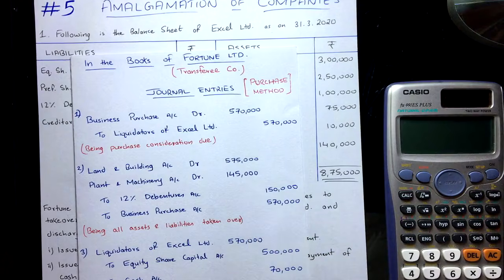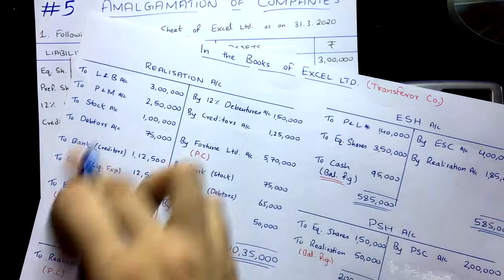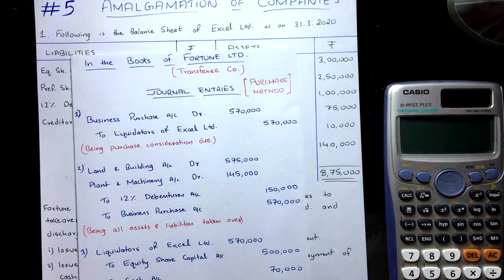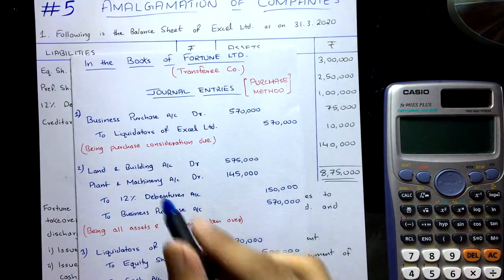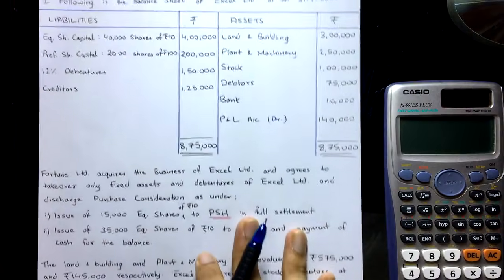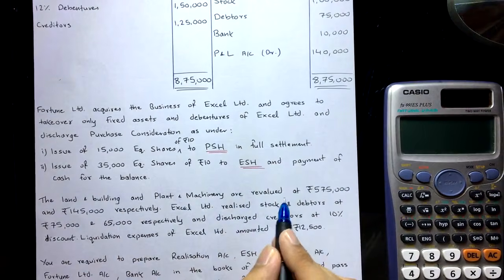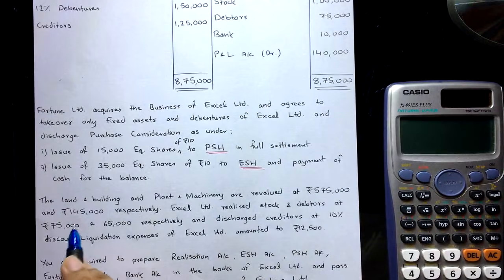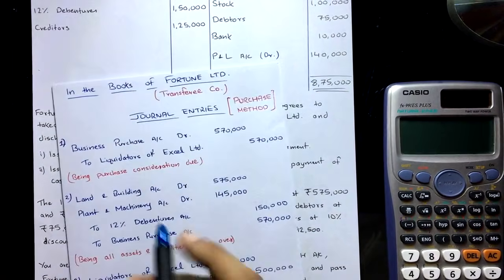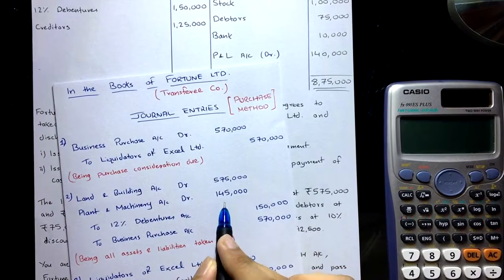In the realization account, that is entirely different. Don't link that with here, okay? Here we are taking book values and all, there it is entirely different. Here you are taking agreed values. So in the question, agreed values are given. See here, land and building and plant and machinery are revalued at 5,75,000 and 1,45,000. So these values you are taking for land and building and plant and machinery.